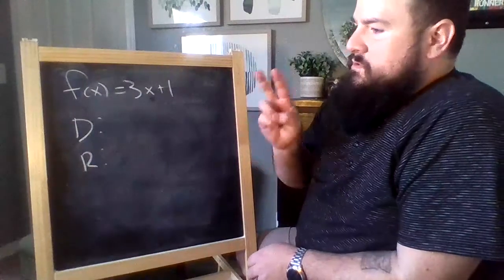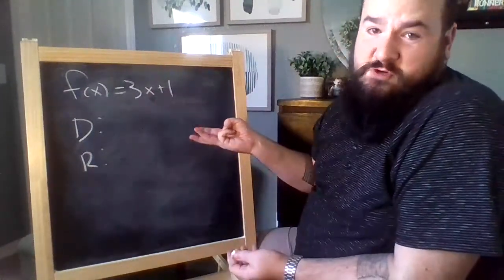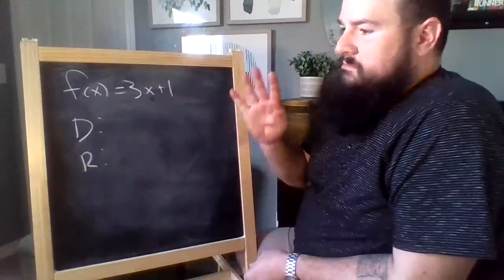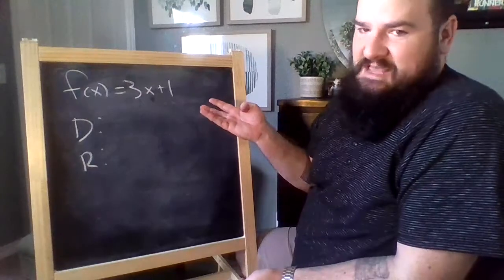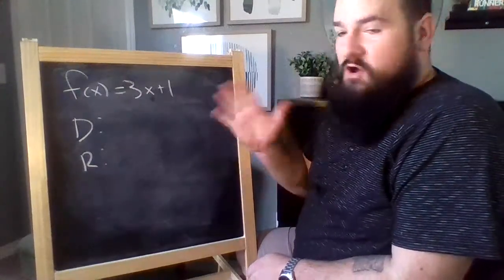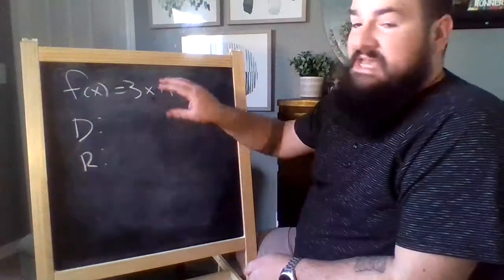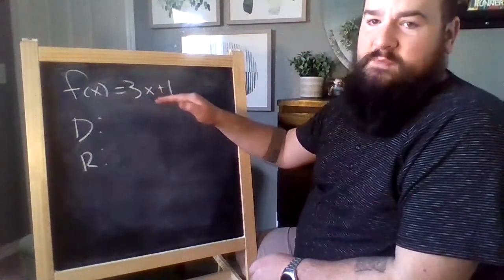Okay. What about 0? Absolutely. 3 times 0 is 0. 0 plus 1, 1. Done. Okay. Positive numbers. Can we do positive numbers? Again, absolutely. What about all positive numbers? Yes. So since all 5 questions were a yes, that means every number works in here. Every number is in the domain.